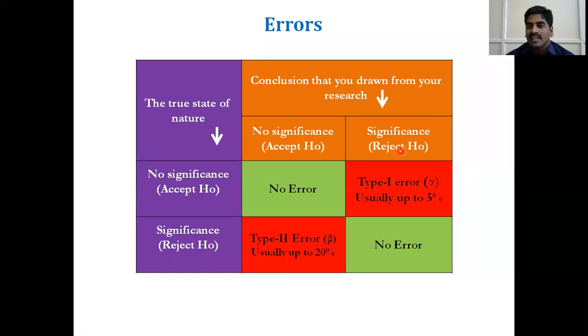Type 1 error is rejecting H naught when it is true. That is called type 1 error. Usually we can take up to 5%. This is not fixed, but usually we can take up to 5%. And type 2 error we can take up to 20%. Why can we take up to 20% type 2 error?